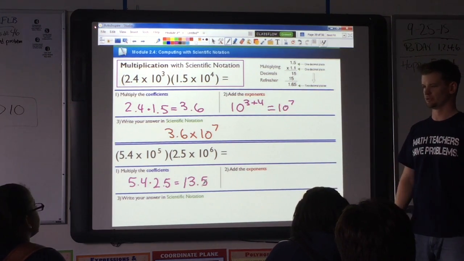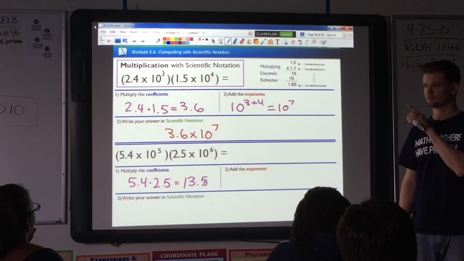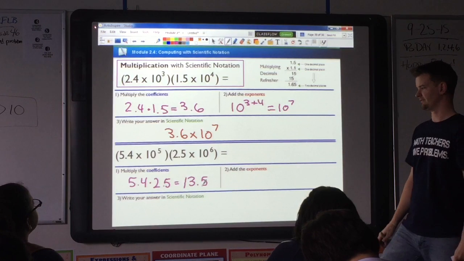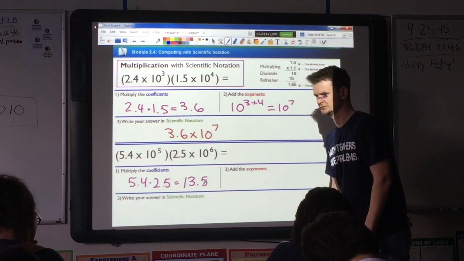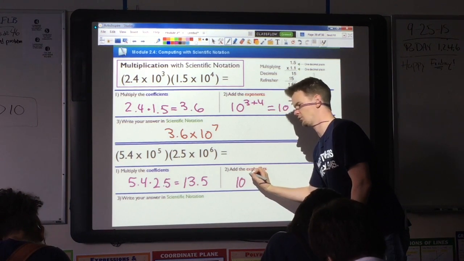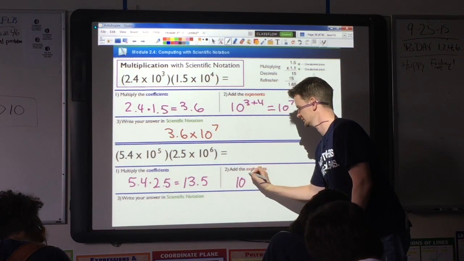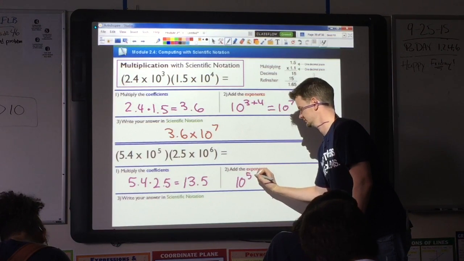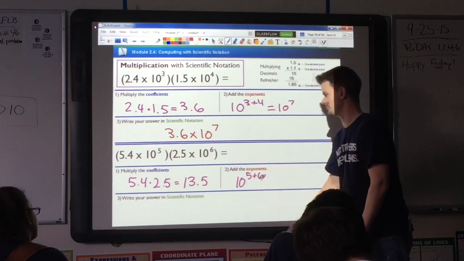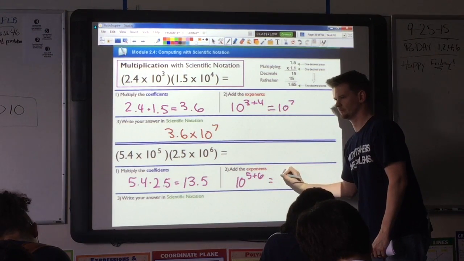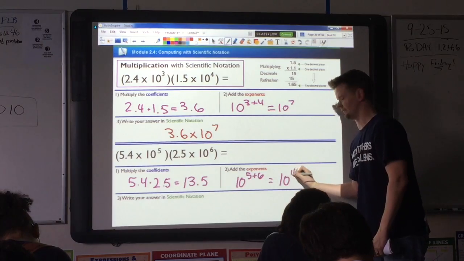So I multiplied my coefficients. Now, what do I do with my bases? You have to add them. I have to add the what? The exponents. Add the exponents. And I'm going to have 10. And what are my exponents? 10 to the 5th power times 10 to the 6th power. Good. When we multiply like bases, we add the exponents. And what is that going to give me? 10 to the 11.